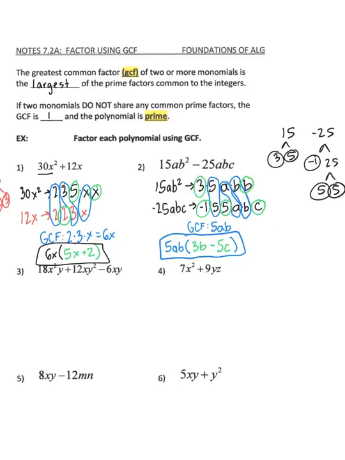So if you wanted to check to make sure you were getting the right answer, you could distribute this 5ab into your parentheses, and you should get this same thing. If we do that, we've got 5 times 3 gives us 15, we've got 1 a, and b times b is b squared. 5 times negative 5 is minus 25abc. And if we look, that's the same thing we started with. So that's how you know that's your right answer.